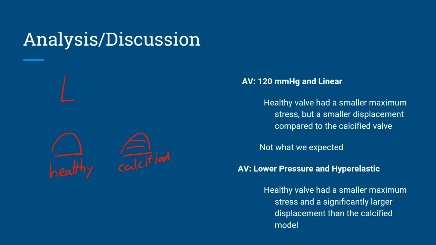Lastly, let's look at the healthy and calcified aortic valves that were represented as hyperelastic material that experiences a lower pressure than diastolic by a factor of 10 in this case in the COMSOL model. The healthy valve had a smaller maximum stress and a significantly larger displacement than the calcified model, which was what we were expecting to see.